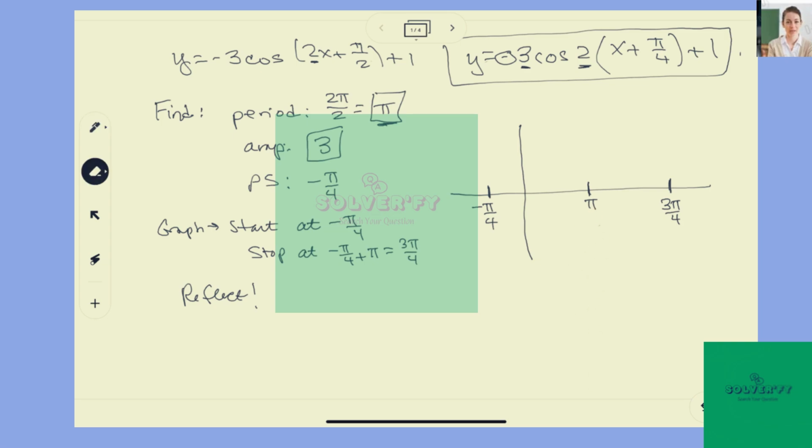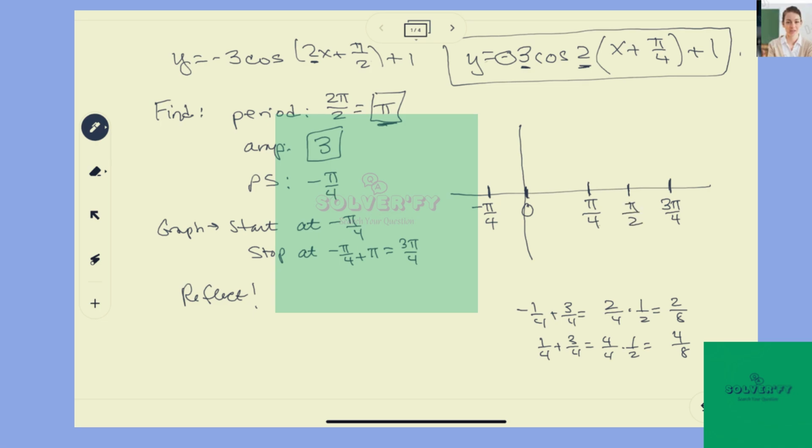Let me try that one more time. So let's say I have a negative 1/4 plus 3/4. That's 2/4 times a half, pardon me, that is 2 pi over 8 or pi over 4. Okay, so halfway between those is 0. That's nice. And one more time, 1/4 plus 3/4 is 4/4 times a half is 4 over 8, so that's pi over 2.